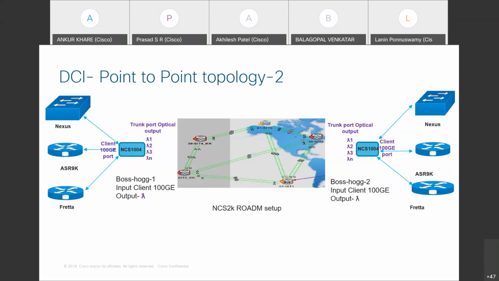So mostly we are using DCI in this profile. Another one is regen. This mux ponder can be used as a regen also. In between we can have another node which will regenerate that signal, and further it can go to the far end.